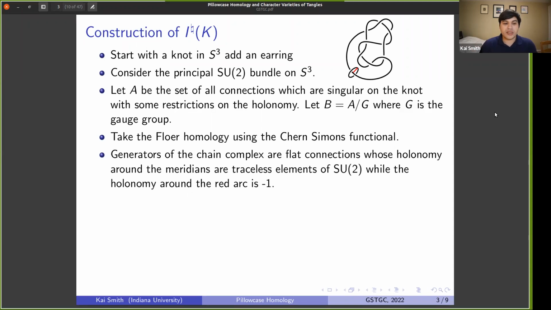And just like in Morse theory, we're going to get a chain complex, and it'll be generated by critical points of the Chern-Simons. And those are flat connections whose holonomy around the meridian of the knot gives a traceless element of SU2, except the holonomy around a meridian of this red arc should get sent to -1. And flat connections are just those where the holonomy doesn't depend on the exact loop you pick, but only depends on the loop up to homotopy type.